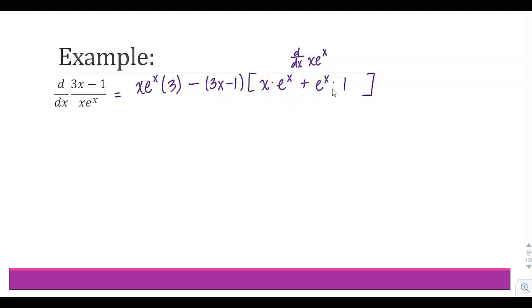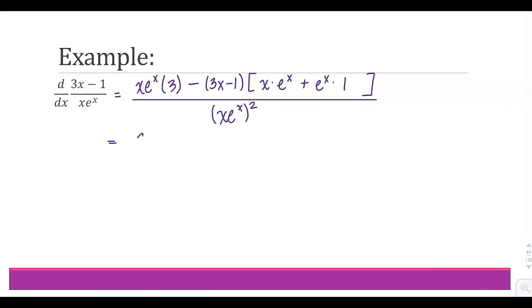Now I can't forget to go back into the quotient rule, because this is all over low squared. So x e to the x squared. So I'm going to erase this top part here. So here, this is the derivative. It was the quotient rule, low d high minus high d low, all over low squared. But my d low, the derivative of the denominator, required a product rule. And from here, we would try to see if there's any simplifying we can do, and there is some simplification.